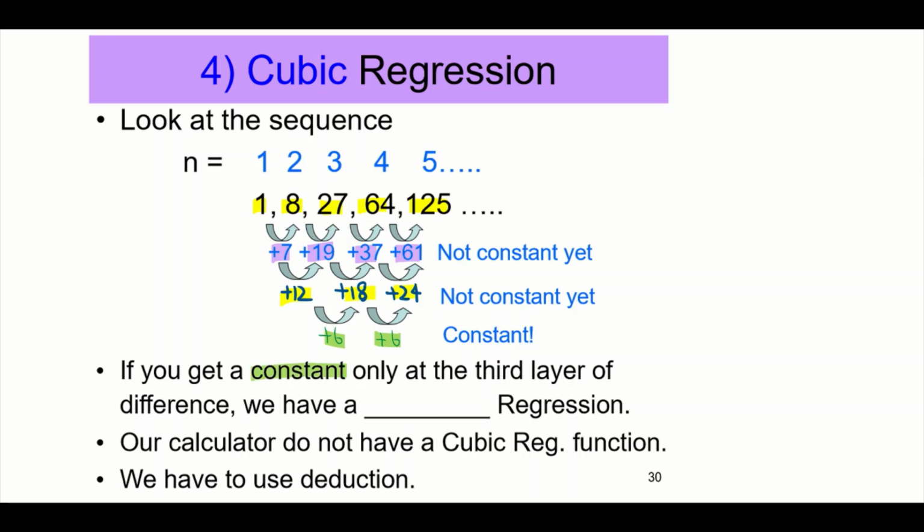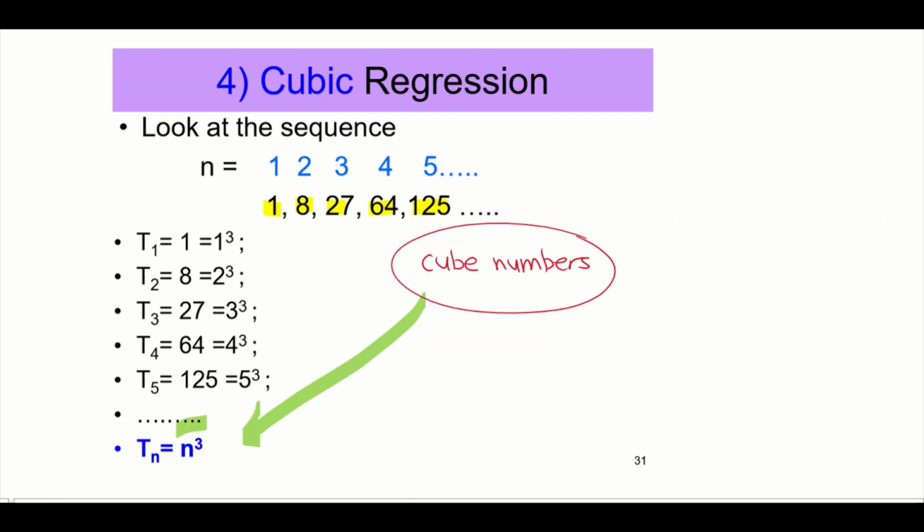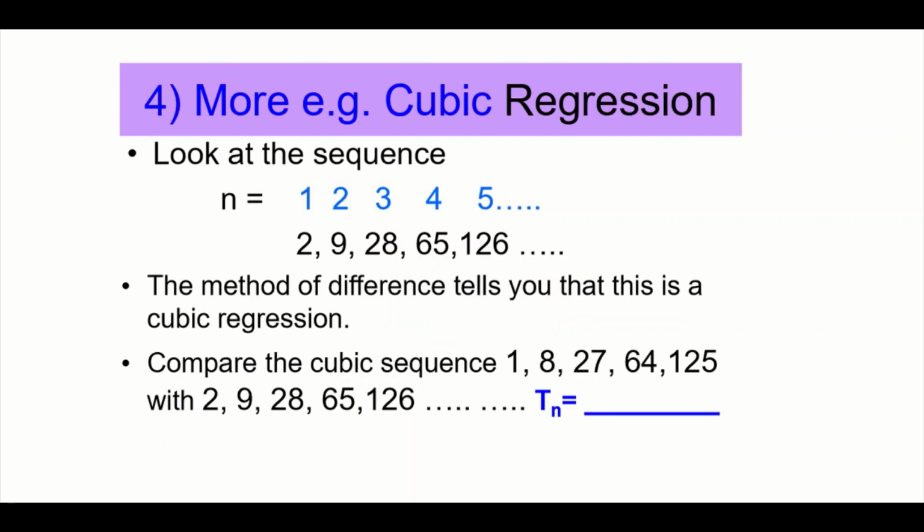So since we got a constant only at the third layer of difference, it is then a cubic regression. Take note that our calculator does not have a cubic regression function, so we need to use deduction. This is the basic cubic regression that we have, 1, 8, 27, 64, and 125. And realize that all of these are your cube numbers, which has the general formula n power 3.